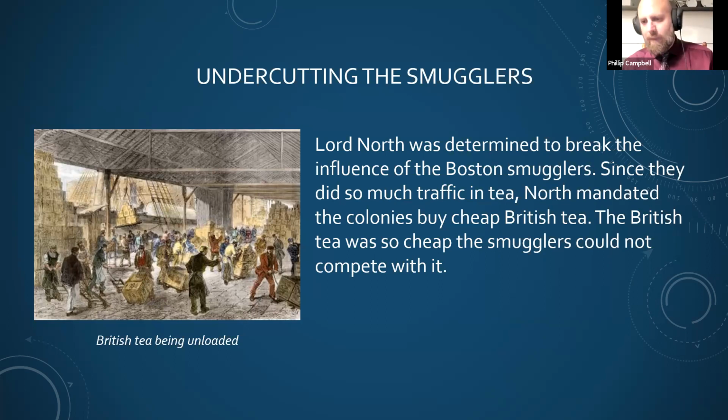Since they did so much traffic in tea, Lord North mandated that the colonies must buy cheap British tea. They could not buy tea any longer from the West Indies or anywhere else. It had to be bought from Britain. And the British tea was so cheap that the smugglers could not compete with it. This was tea from the British East India Company, very, very cheap. So they were undercutting the smugglers. They're basically flooding the market with cheap goods in order to hurt the smuggler class.